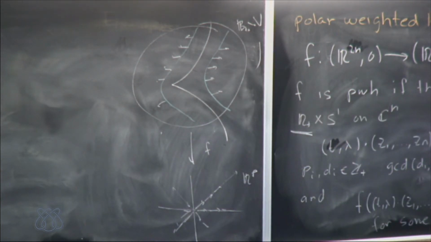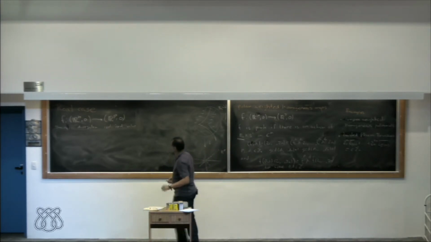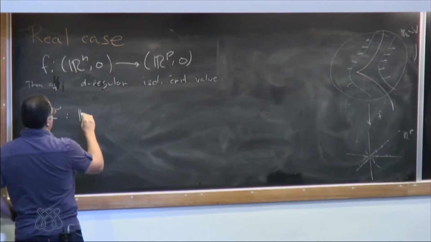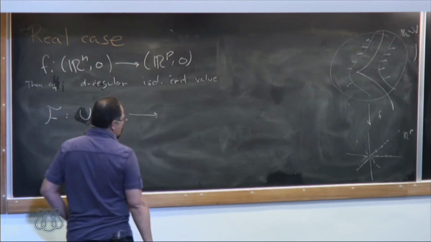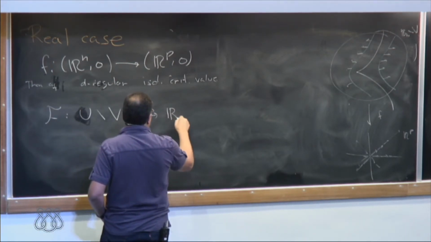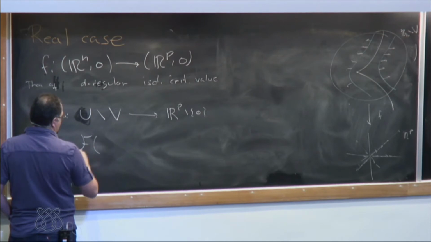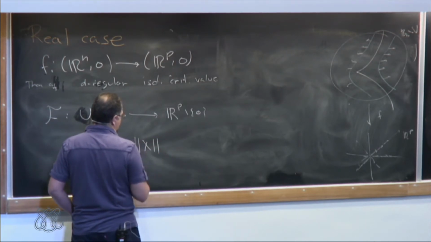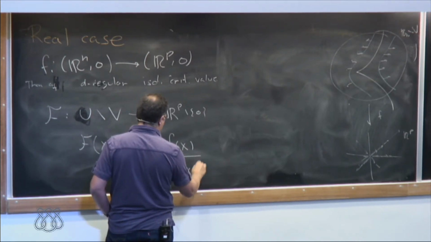But we also need transversality with the spheres. So how do we get that? Well, the trick is to use a map. I'm going to note it like this. And this is a map from my neighborhood minus b to R^p minus 0, and it's defined like this. Of x is like this.